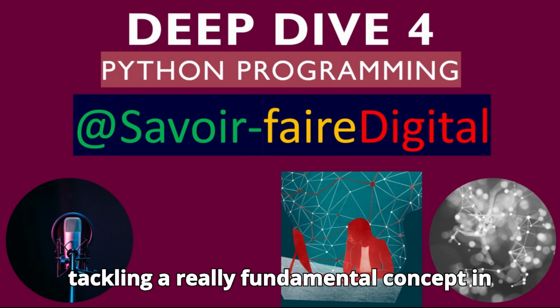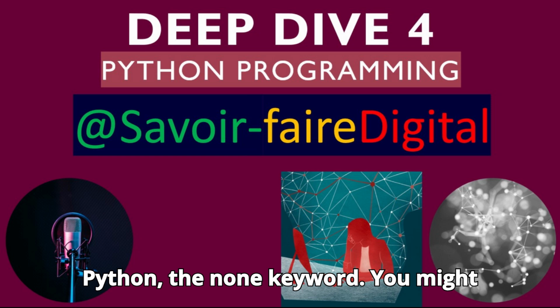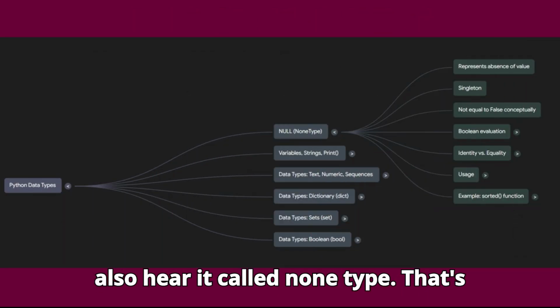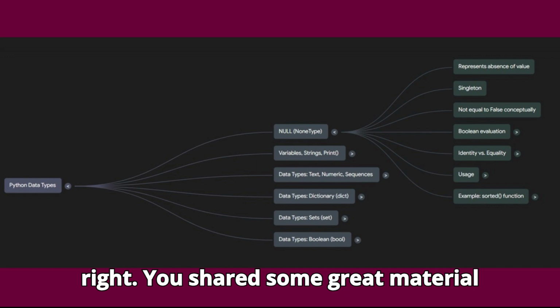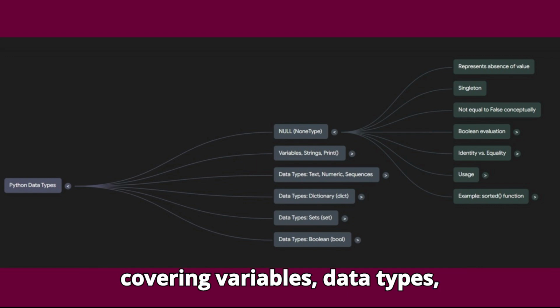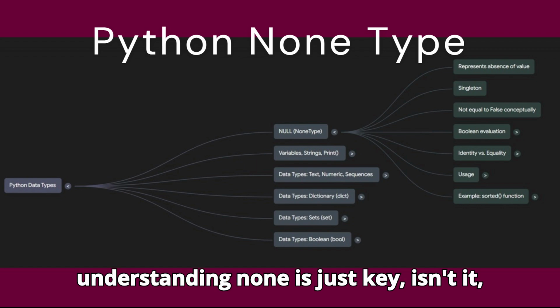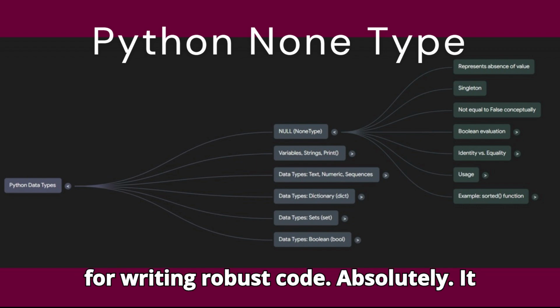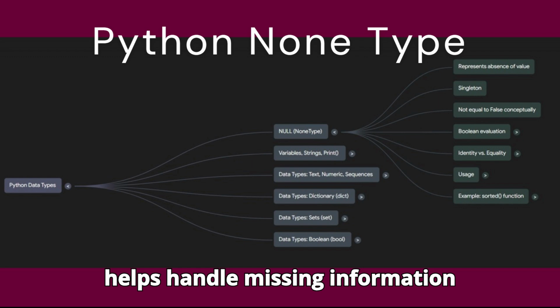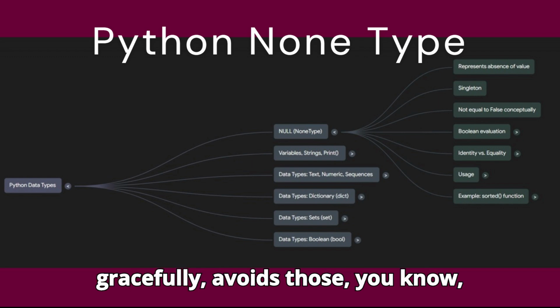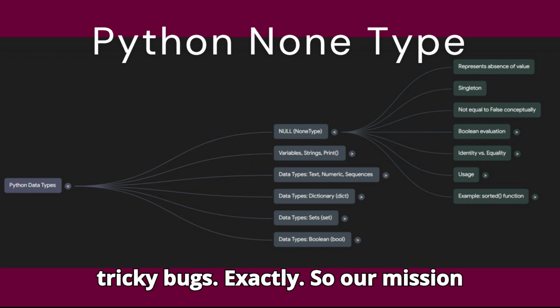Today we're tackling a really fundamental concept in Python, the None keyword. You might also hear it called NoneType. That's right. You shared some great material covering variables, data types, sequences. Right. And understanding None is just key, isn't it, for writing robust code? Absolutely. It helps handle missing information gracefully, avoids those tricky bugs. Exactly.